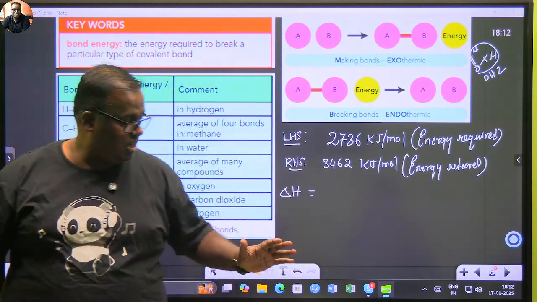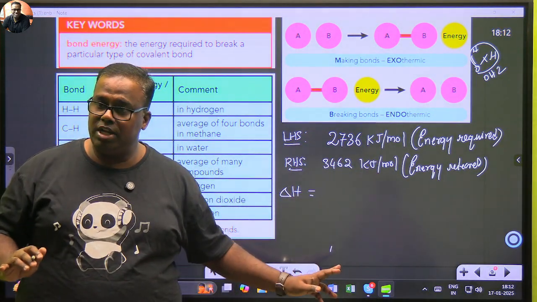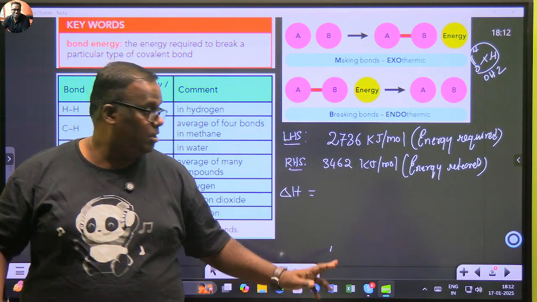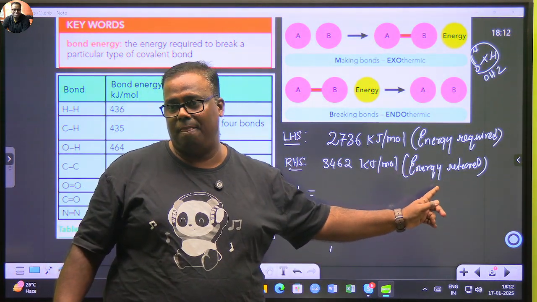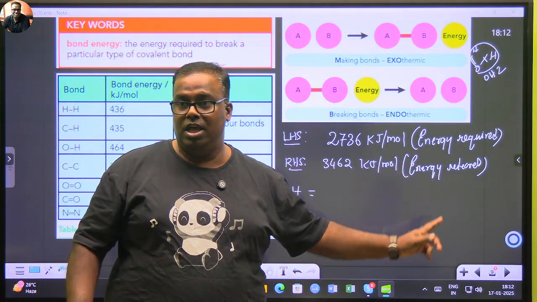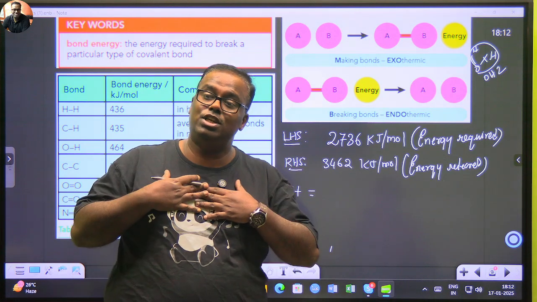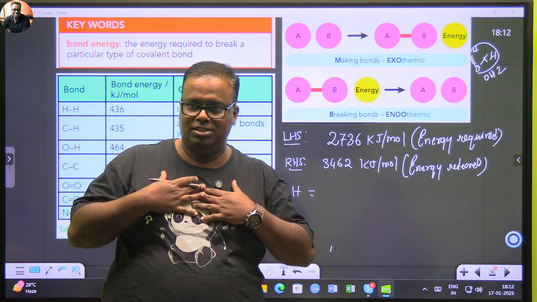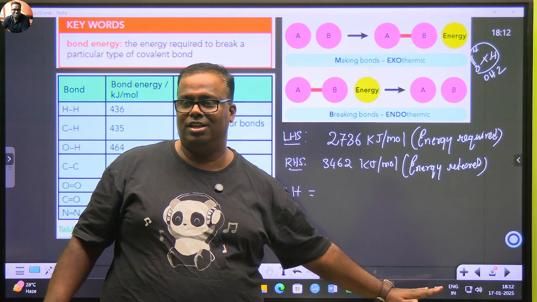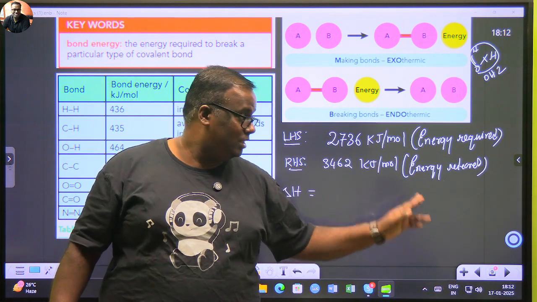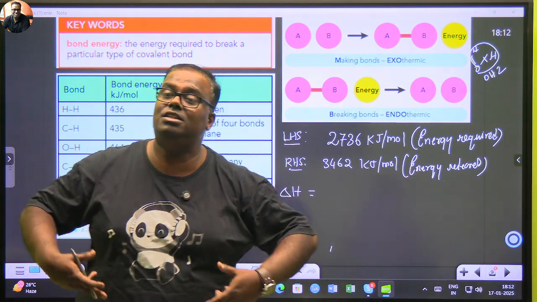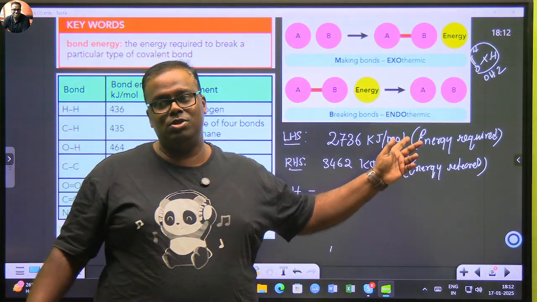Please understand that the formula is also correct, HP minus HR. But this is not HP. HP means the energy associated with the products. The energy of the products is lower in the case of exothermic. This is not that. This is the energy released. And this was the energy required.